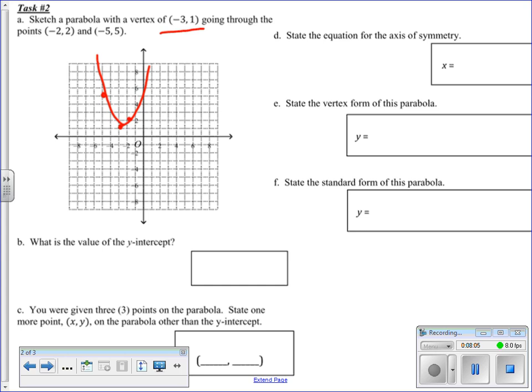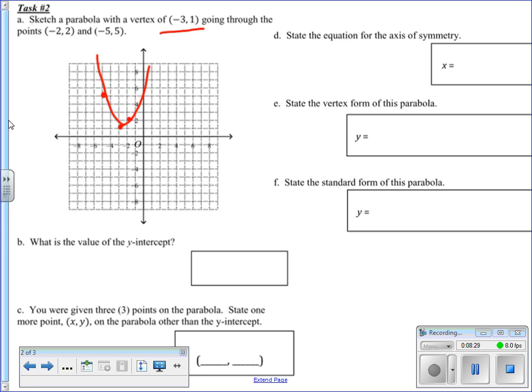What is the value of the y-intercept? Going to come back to that one. Is it already done? It's already done, all right. You were given 3 points on the parabola. State one more point, x, comma, y, on the parabola other than the y-intercept. So I'm going to come back to that one too, and you'll see why in a minute.